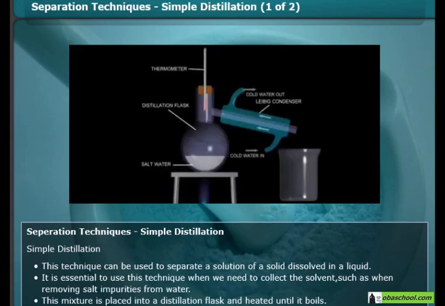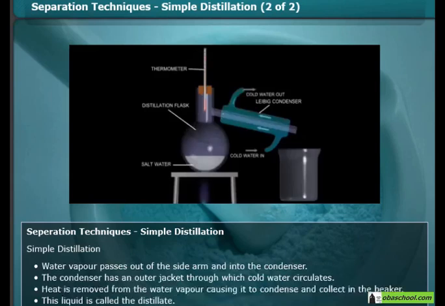Simple distillation. This technique can be used to separate a solution of a solid dissolved in a liquid. It is essential to use this technique when we need to collect the solvent, such as when removing salt impurities from water. This mixture is placed into a distillation flask and heated until it boils.